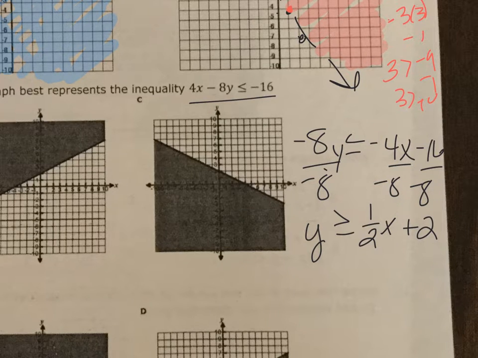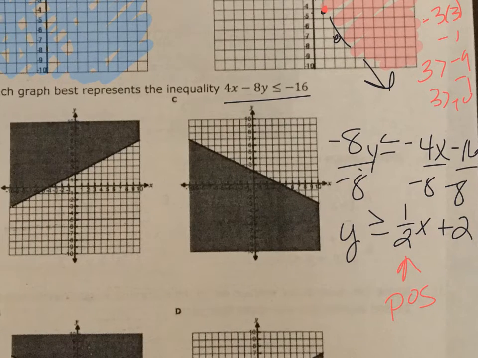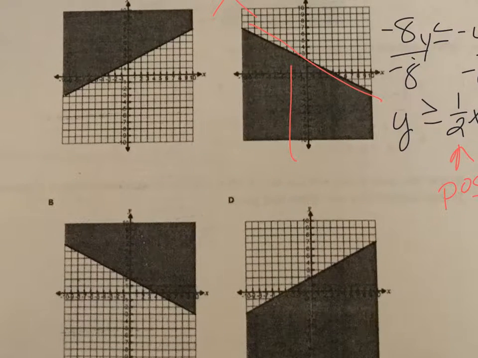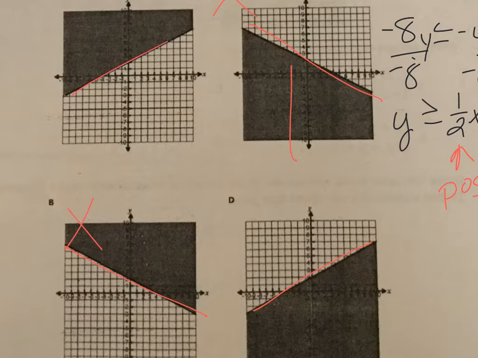So the first thing I'm going to look at is this slope is positive. So I'm going to come over here. I'm going to cross out any slopes that are negative. This one is a nice negative slope going down, so it can't be C. And this one is positive, so it could be that one. This one is negative, it's going down, so it's not B. That's positive, so it could be that one.